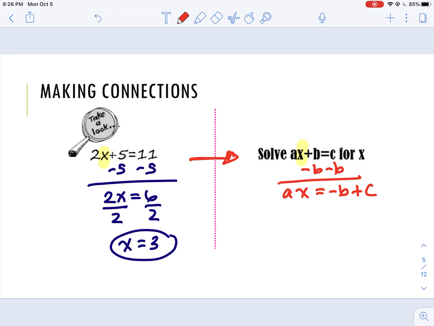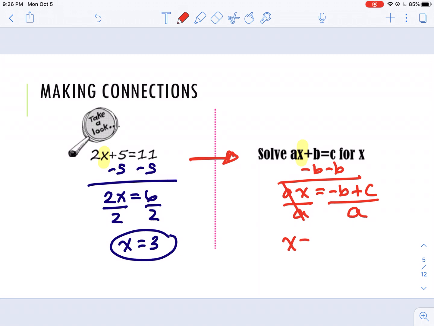Now my x is still not isolated, and the only thing that's standing in the way is that variable a. In this case, we're going to use that a as a coefficient. To solve for x, we're going to divide both sides by a. What I do to one side, I have to do to the entire other side. These a's cancel out.